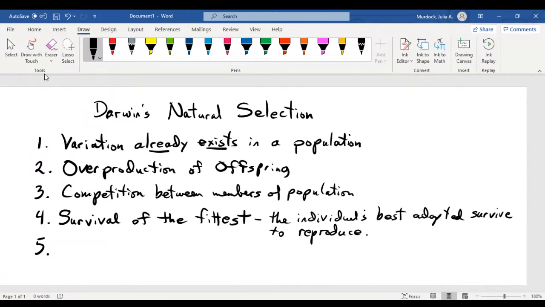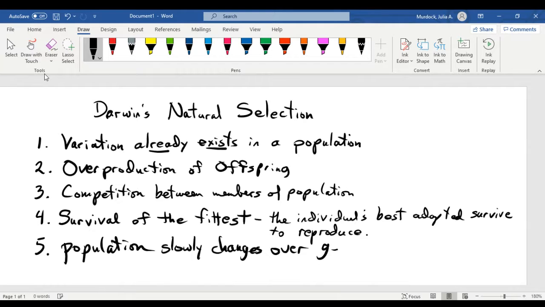Okay, and finally, that last step is that the population slowly changes over generations. Where that one original mutation in that one lucky mouse that was born a better color to avoid predation by the hawks and the owls, that mouse survived and its progeny increased and increased and increased until more of the population on those black lava flows were dark than they were light.